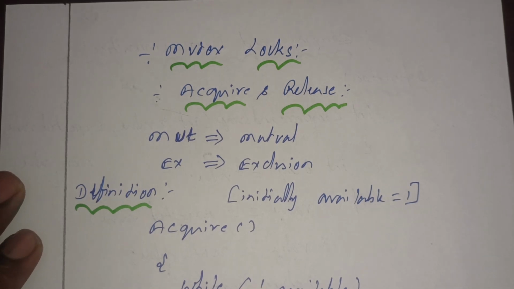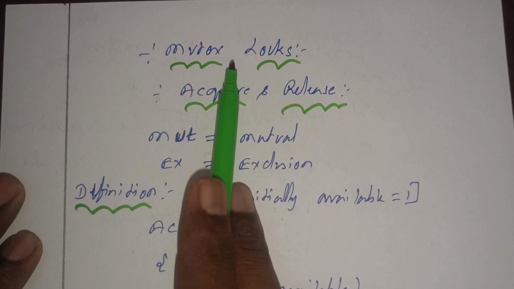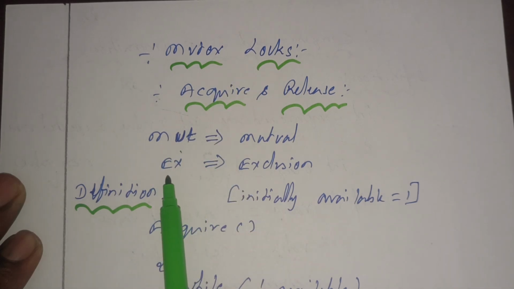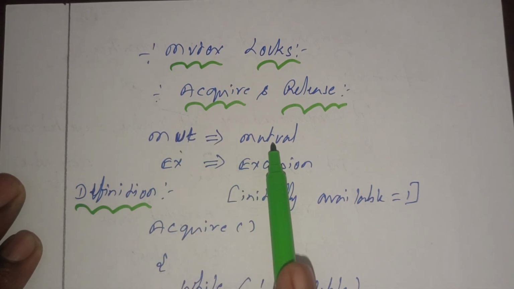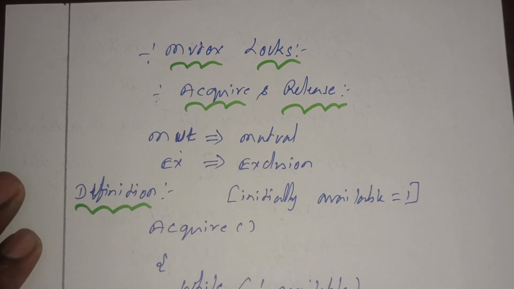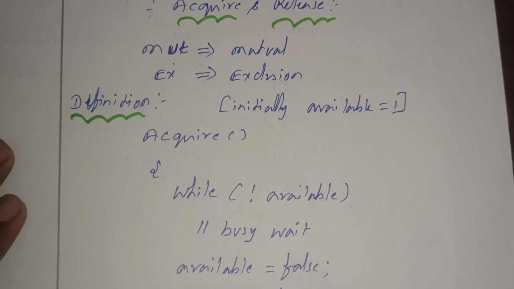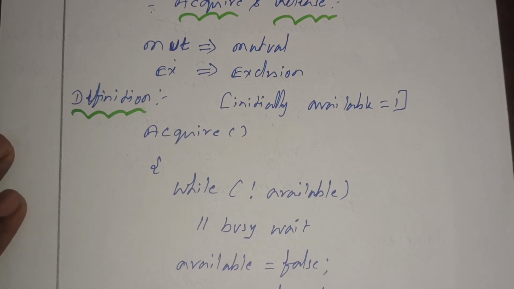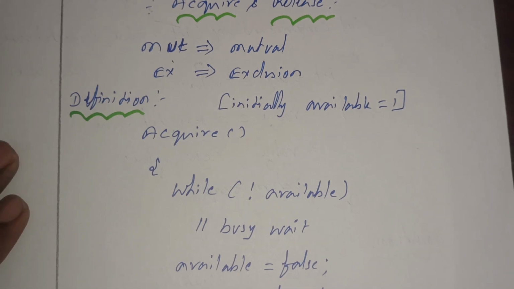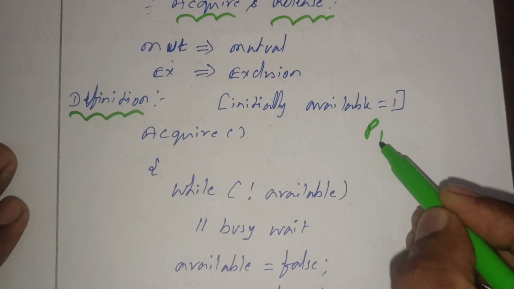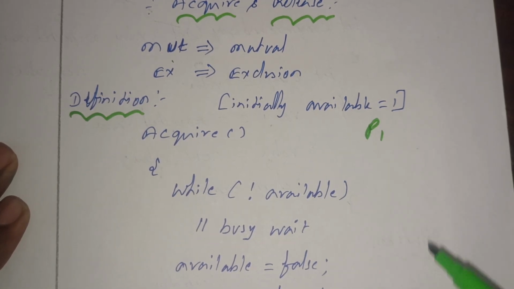Basically here you can see that this mutex has been divided into mu and tex. The meaning is: mu stands for mutual and ex stands for exclusion, right? It's a simple technique with one particular definition, we have acquire, and how this acquire is happening for process 1, and how it releases, this particular busy waiting procedure. Let's get into the topic directly.